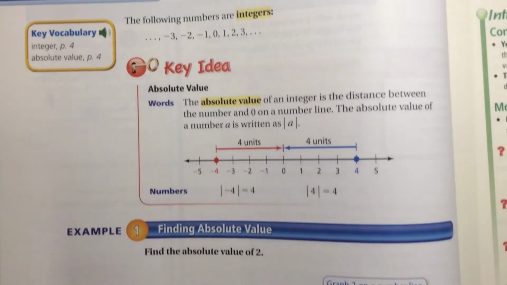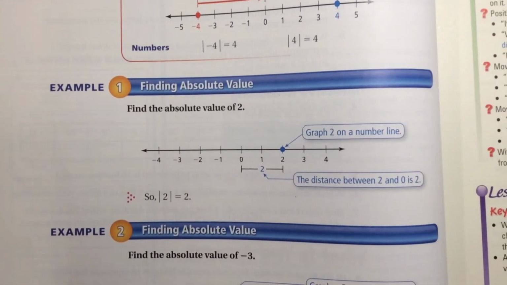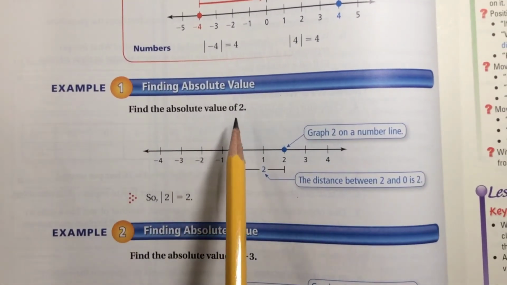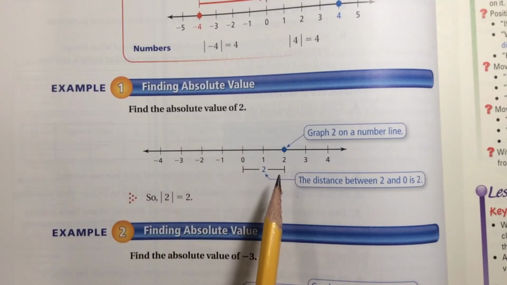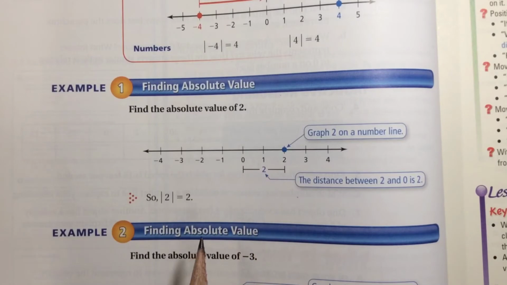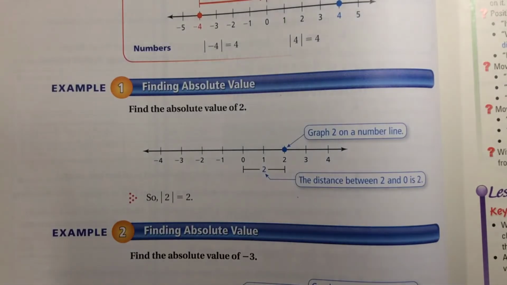So finding the absolute value. Example 1. Find the absolute value of 2. Well, we can use a number line to do that. 2 is 2 places away from 0. So the absolute value of 2 is 2. Maybe you didn't need to use a number line for that. Maybe you're catching on so quickly you've already gotten all this.